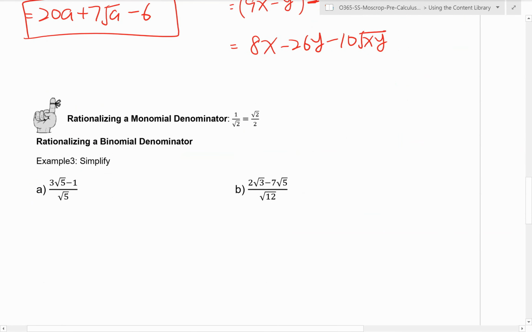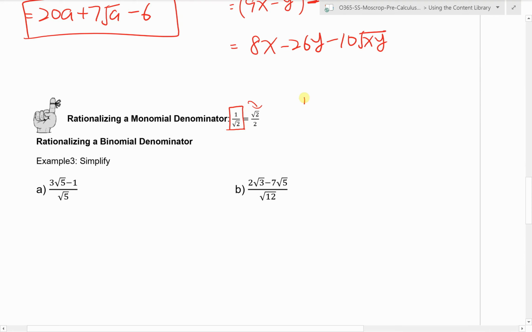So in math, we mathematicians do not like to have radicals in the denominator. Okay, 1 over root 2 is not what we wanted. We don't like to see radicals in the denominator. So what we do is we rationalize it, and then this becomes this. Now the question is, how do we do that?